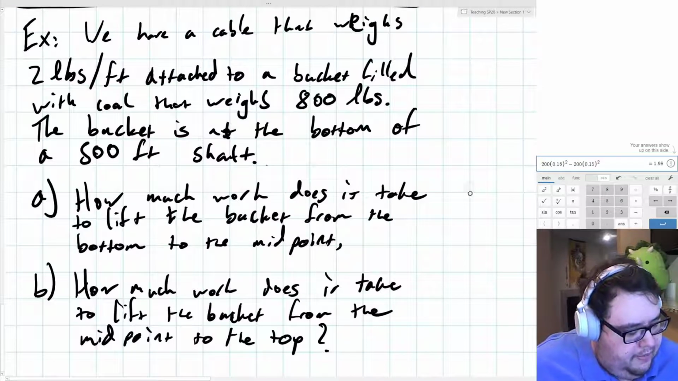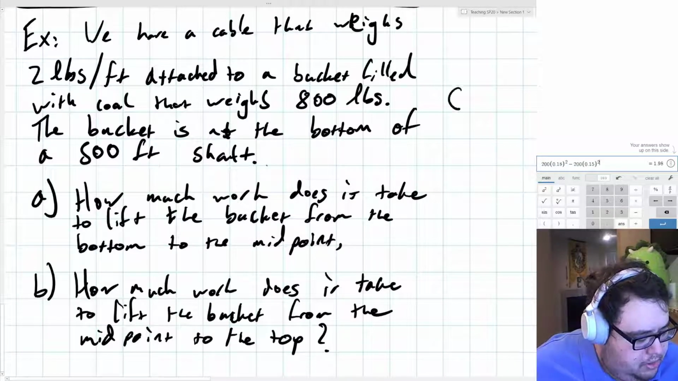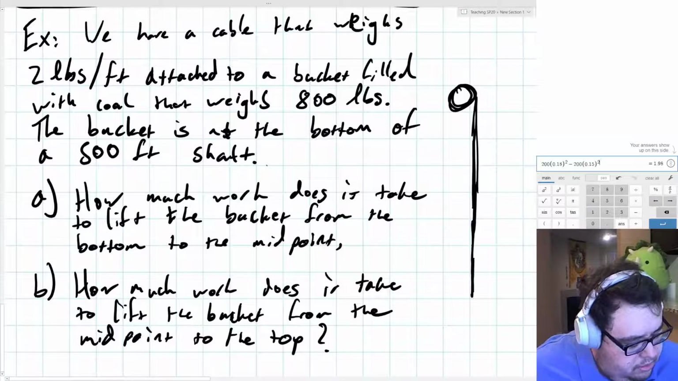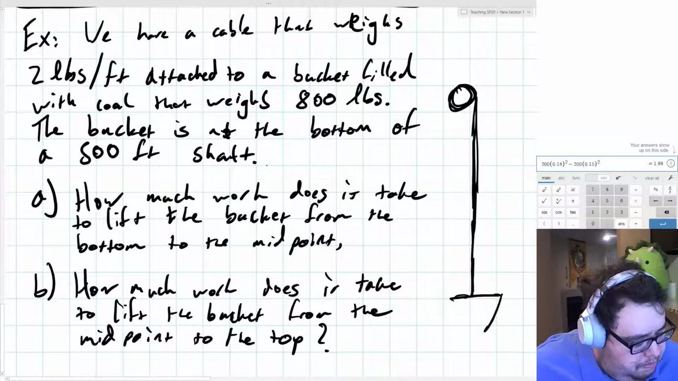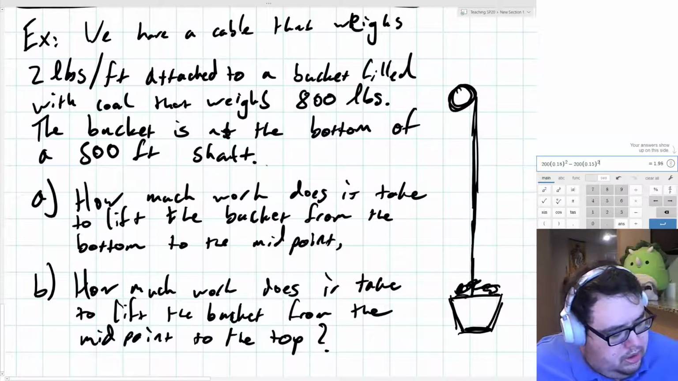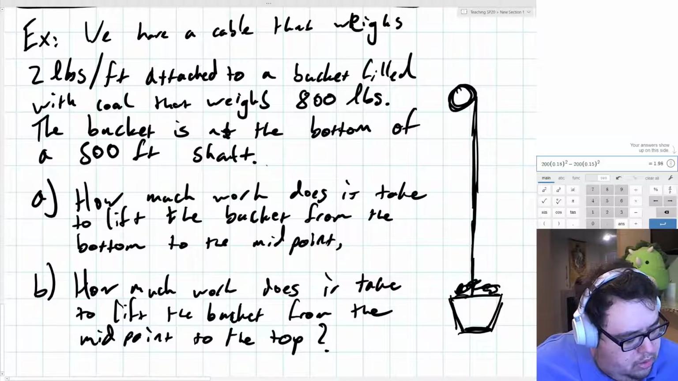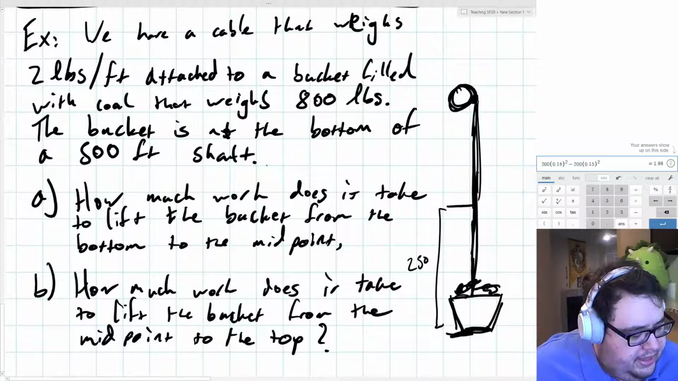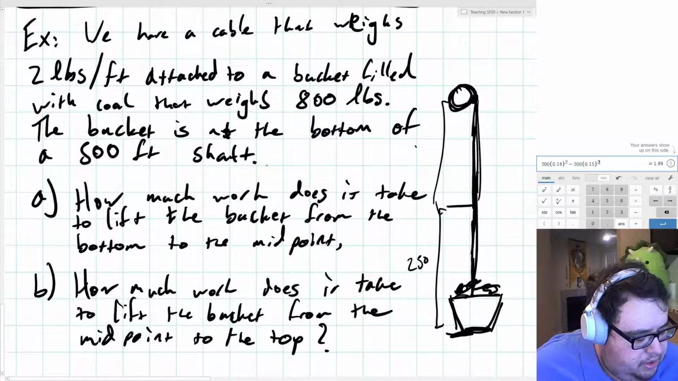So we have assumably some sort of a pulley, and a cable, and a big old bucket full of coal at the bottom. And we want to know how much force it takes to lift the bucket first from the bottom up to the midpoint. That's the first 250 feet. And then we want to know how much it takes to lift the second 250 feet.